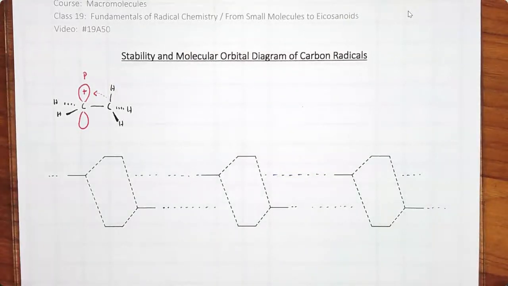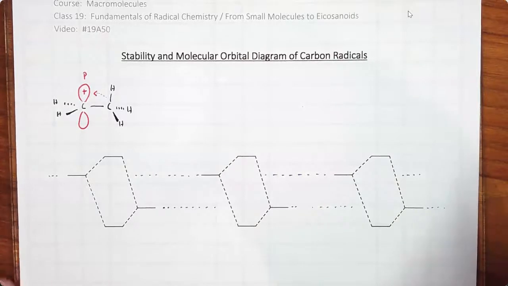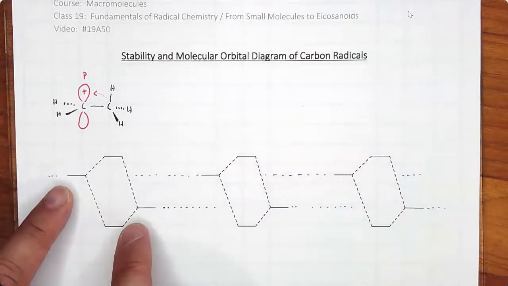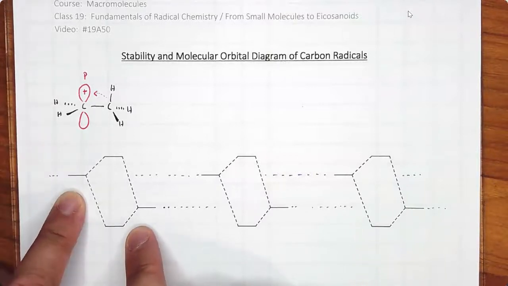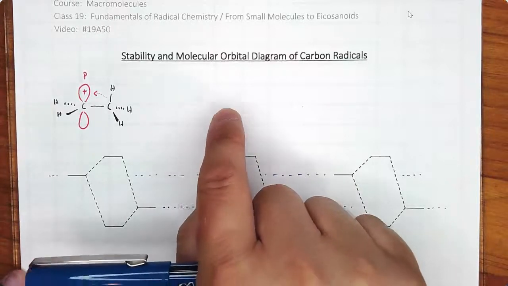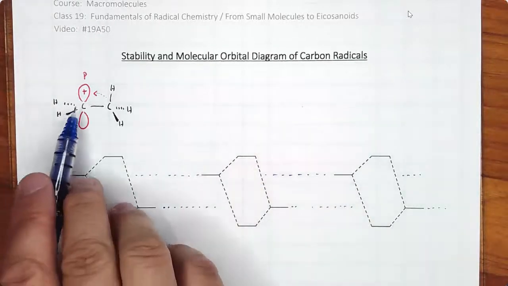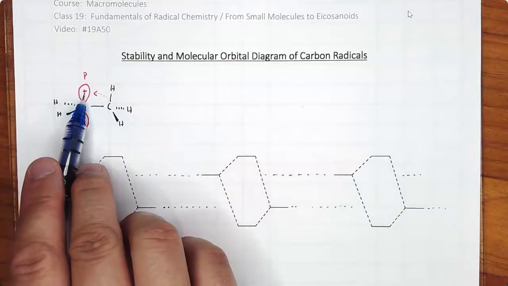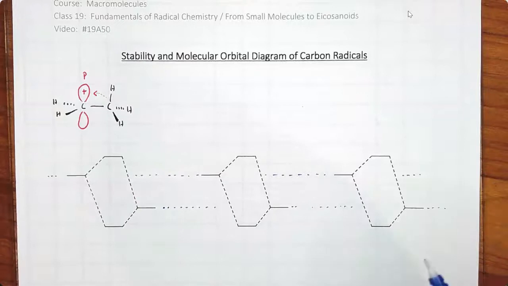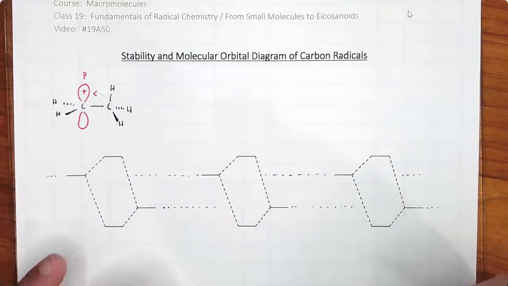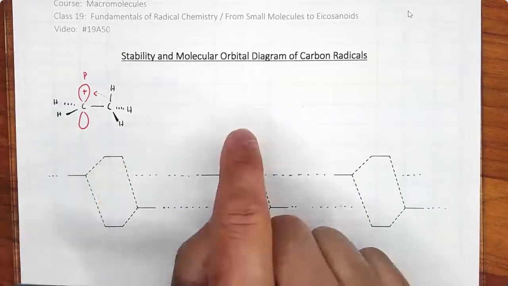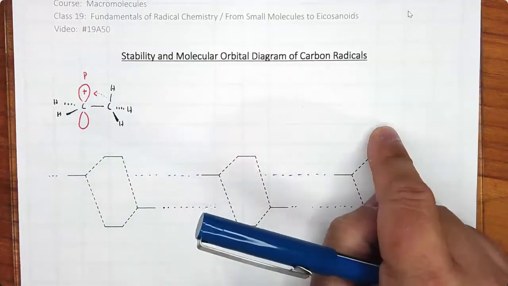What I would like you to do is, if you can, pause the video and draw something very analogous. We'll go ahead and fill in this MO based on what we did on the previous page, and also draw the cartoons for the radical. The radical would have an unpaired electron in here, and also for the carbanion. And then we'll talk about stability between those three situations: carbocation, radical, and carbanion.